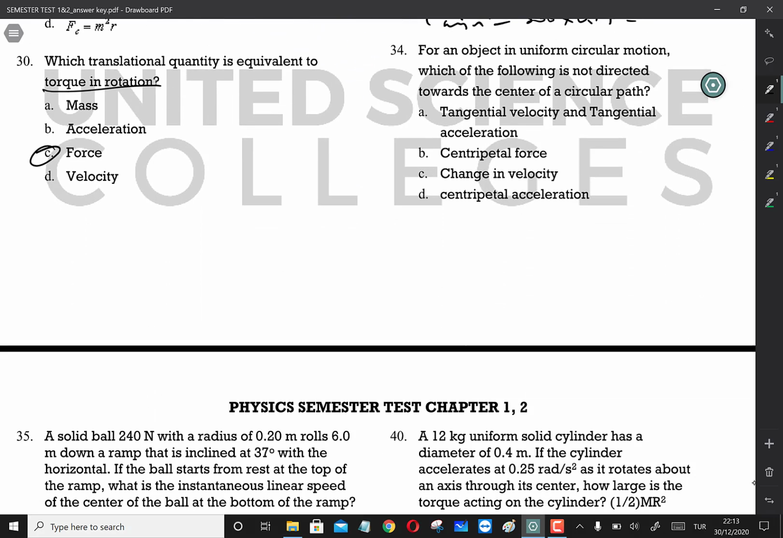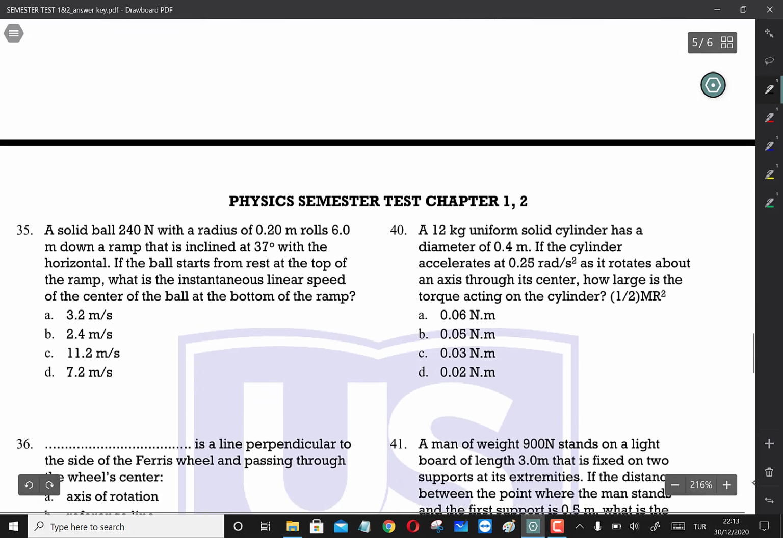For an object in a uniform circular motion, which of the following is not directed towards the center of the circular path: tangential velocity and tangential acceleration, centripetal force Fc always towards the center, change in velocity delta V always towards the center, and centripetal acceleration Ac always towards the center, but tangential quantities are tangent to the circle, which is perpendicular to the radius.